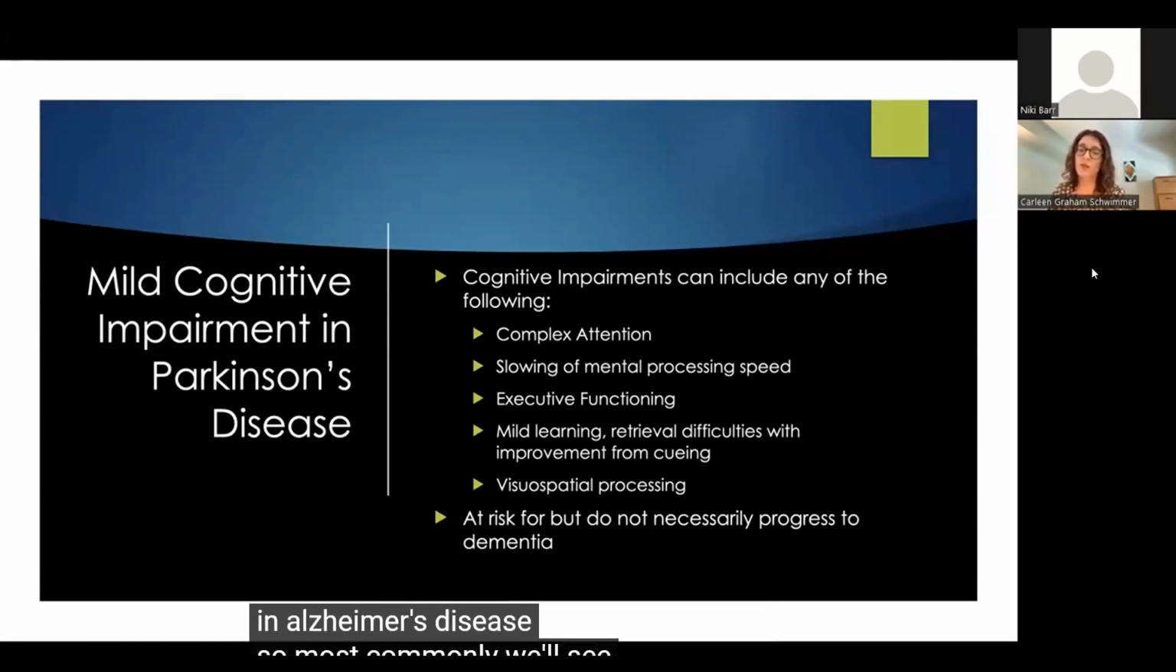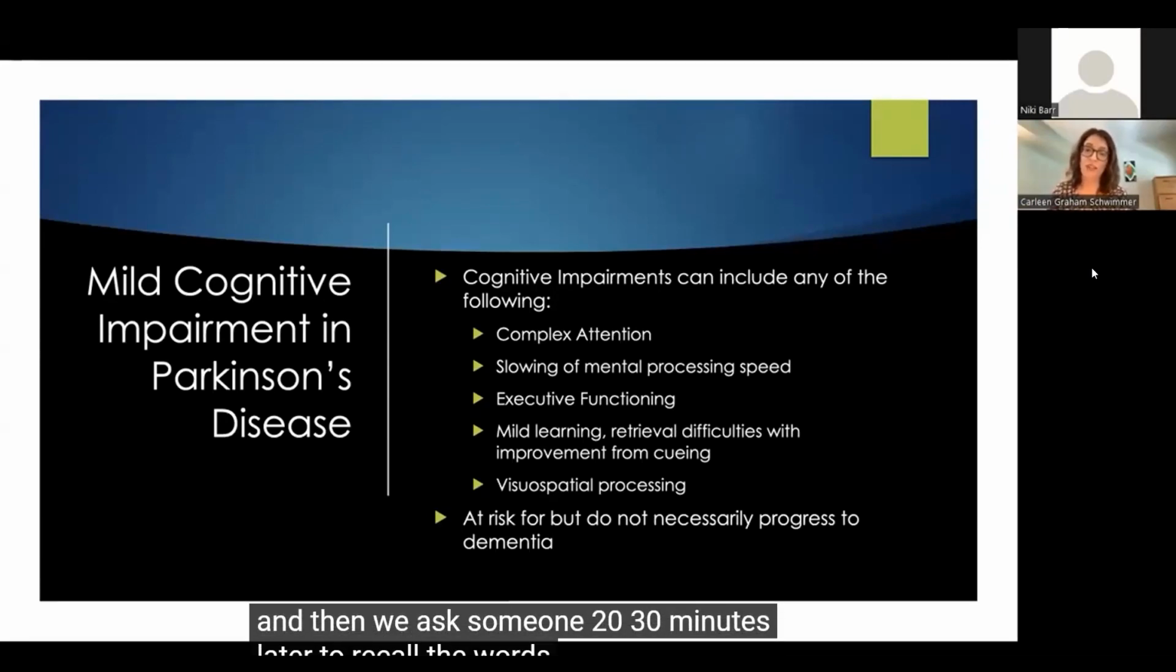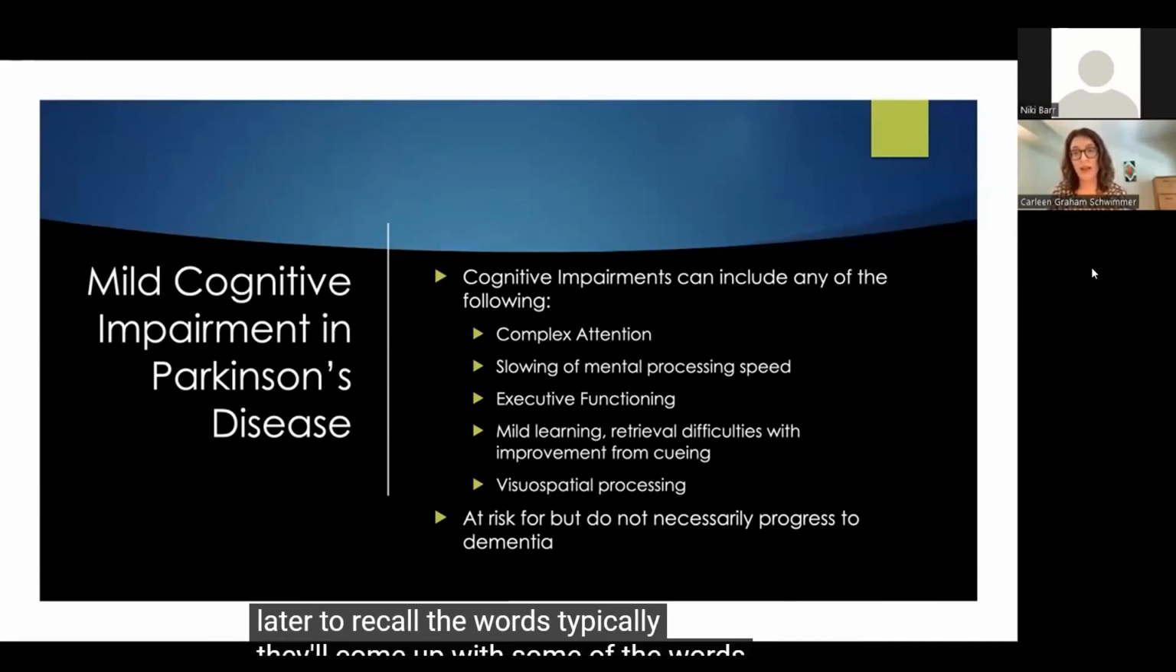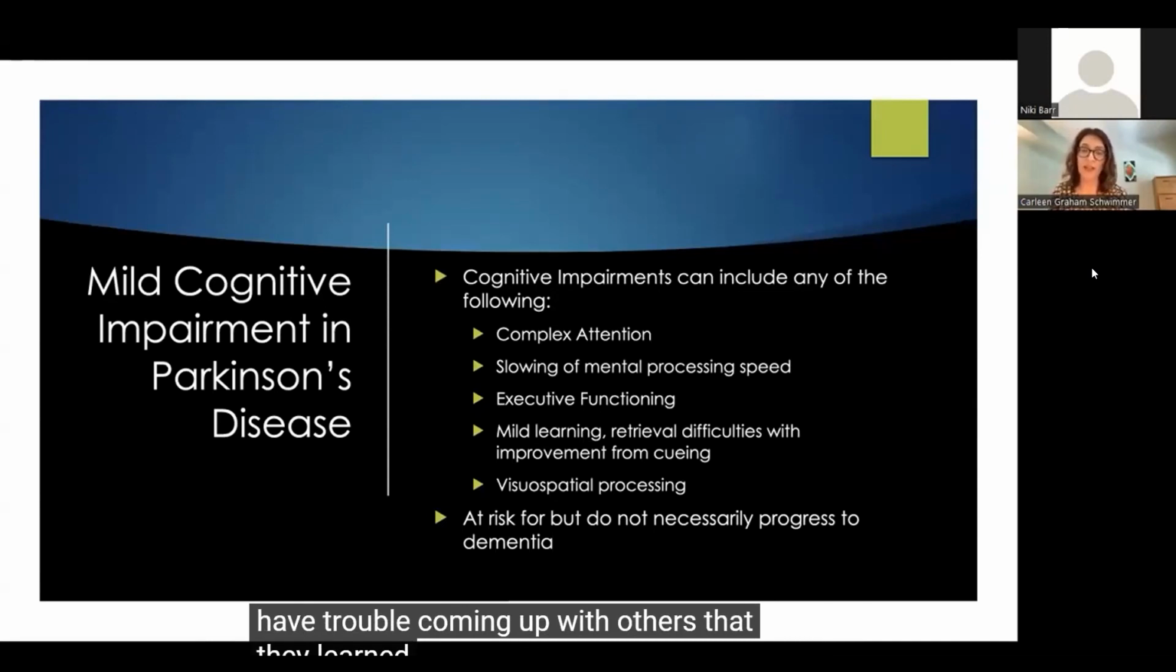So most commonly, we'll see some mild difficulties with learning and some mild retrieval difficulties after a delay, but typically those folks benefit a lot from what I mentioned before, like the cueing or the recognition. So if we read a list of words and then we ask someone 20, 30 minutes later to recall the words, typically they'll come up with some of the words, have trouble coming up with others that they learned. And then if we give them recognition or kind of hints, that often helps them to recall more of the words. That's the typical pattern that we would see.